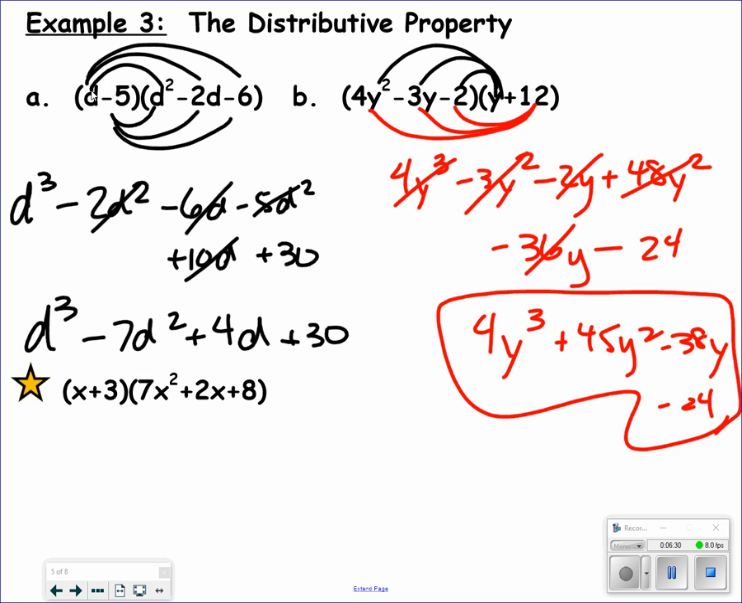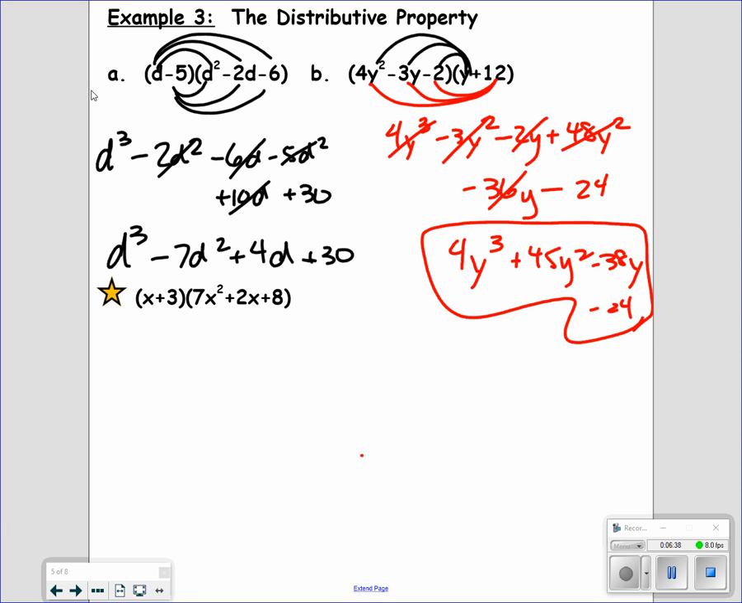Star on the next one, so make sure you hit pause and try to do this one by yourself. All right, here we go. Welcome back. X times each one of those.